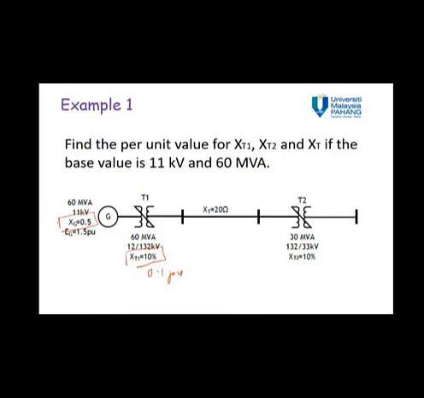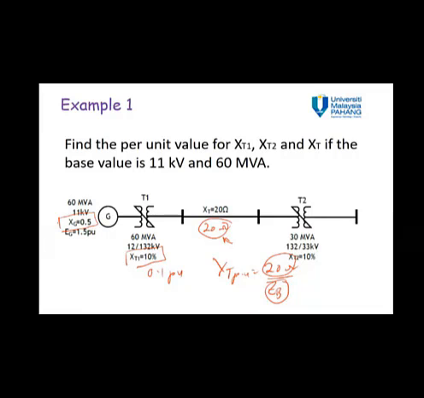For the transmission line, we have 220 ohms. This is not in per unit, so we have to convert this into the per unit value. So X T per unit equals actual 20 ohms over Z base. So Z base we have to calculate. So actual value over base value. This is the equation for converting actual value into the per unit value.